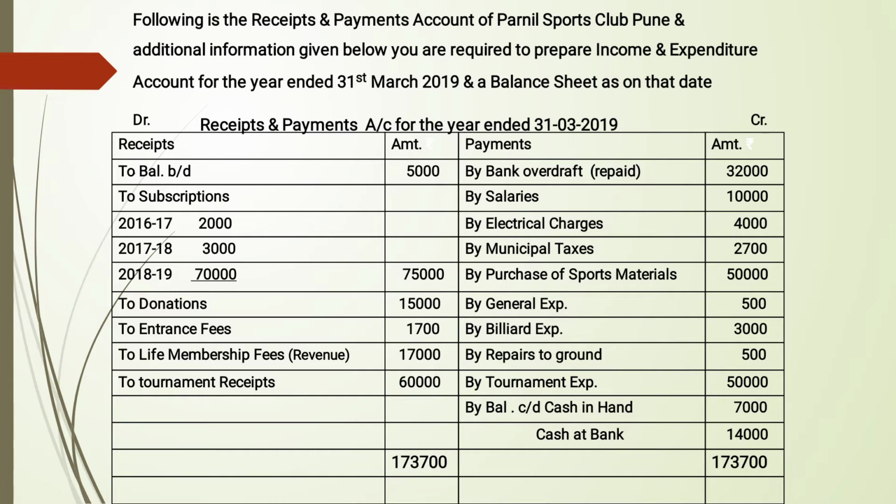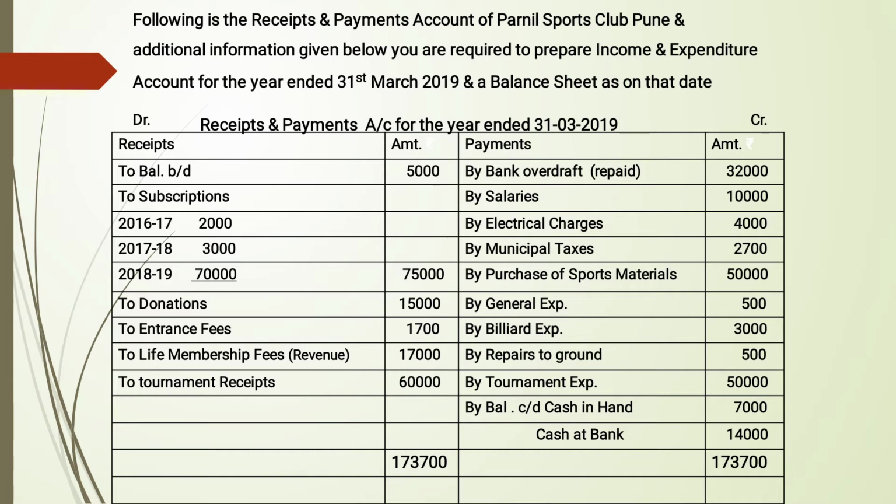Friends, we have first to read the example. See, what is the example? Following is the receipt and payment account of Parnil Sports Club Pune, and additional information given below. You are required to prepare income and expenditure account for the year ended 31st March 2019 and a balance sheet as on that date. See the receipt and payment account for the year ended 31st March 2019.